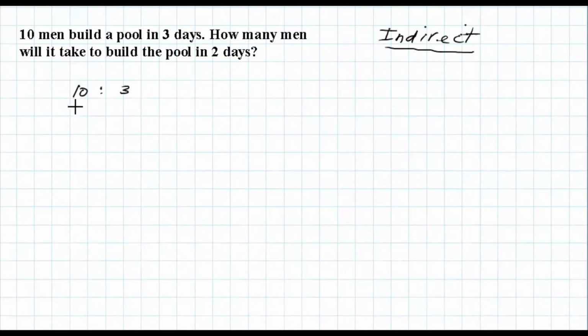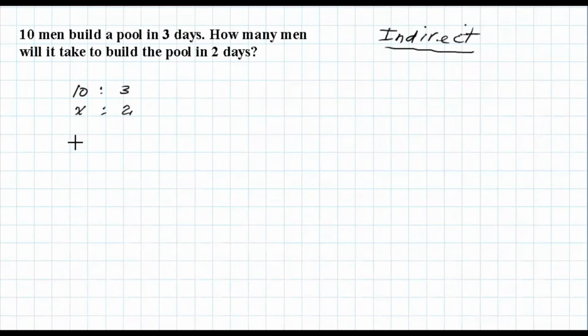Now I have to recognize this. First, let's finish setting this up. So how many men, as in x, in 2 days? Now, the setup for this is a little different, right? But before we can determine how to set this up, we need to recognize, first of all, that this was indirect. So what I'm going to do now is multiply across.